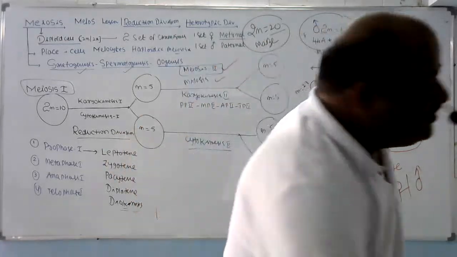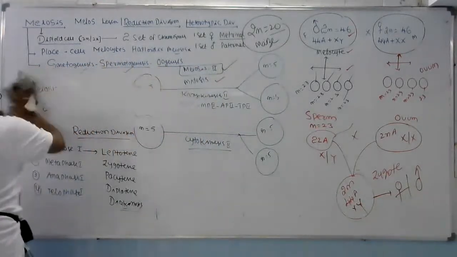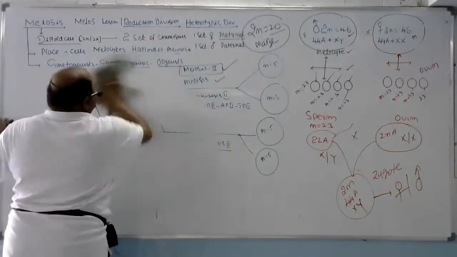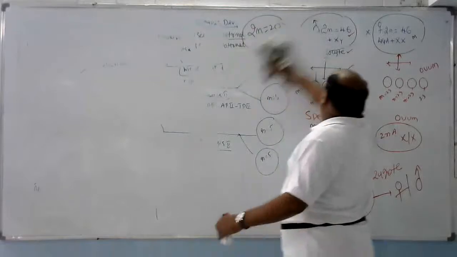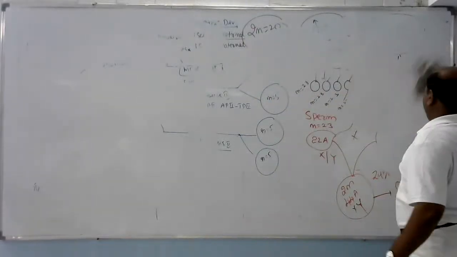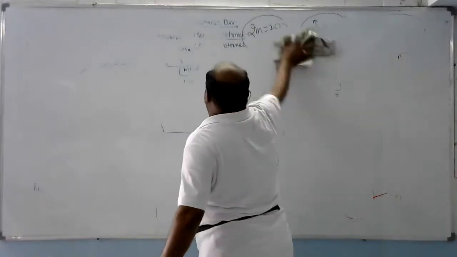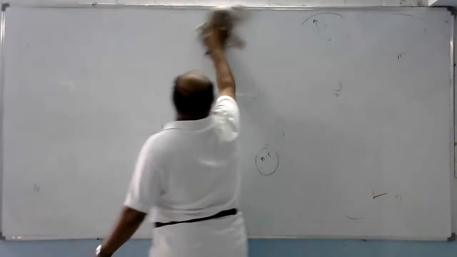So here, this is the concept. And third class. 7 minutes. So yesterday's sum I will explain, and tomorrow we will start that meiosis process.